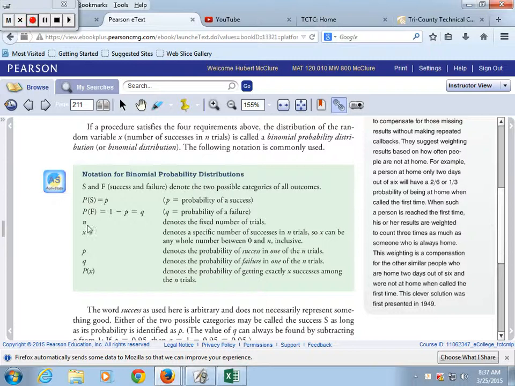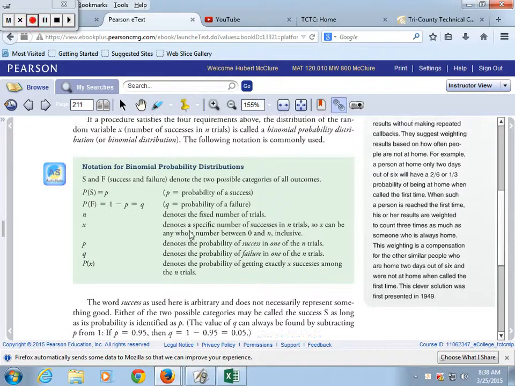So N, P, and X. Most of you that are going to use the TI, that's all you need to know, N, P, and X, because Q is going to be the complement of P. So if P is 0.5, Q is going to be 0.5. If Q is 0.6, P is 0.4.